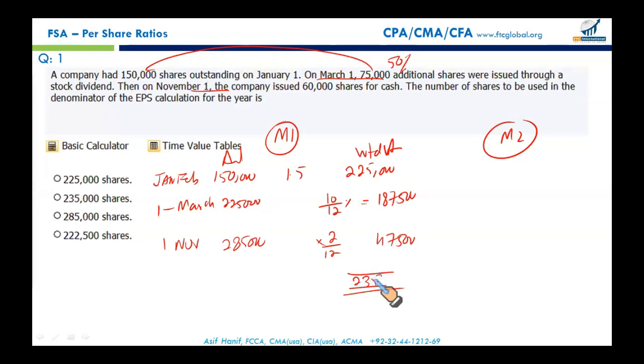This is a bit longer method. If you use an alternative approach, this will be much more convenient for you. Now let's see how we calculate this. On 1st of January, we had 150,000 shares, and these shares remain outstanding for the whole year, 12 months out of 12 months. So it's going to be 150.